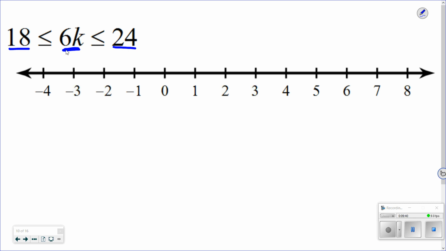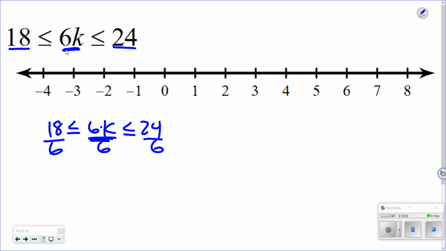So let's take this. I'm going to rewrite it down here. We're going to go through and solve this. So 18 is less than or equal to 6k, which is less than or equal to 24. When you go through and solve this, I still want to get k by itself. So it's 6 times k. I'm going to divide by 6. This is the tricky part. This is really two inequalities put together. So I have to divide by 6 on that side of the inequality, but I also have to divide by 6 on that side. So 18 divided by 6 is 3. K divided by 6 is 1K, which is K. And 24 divided by 6 is 4.